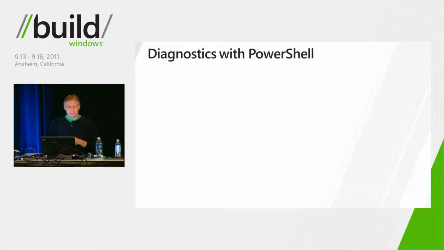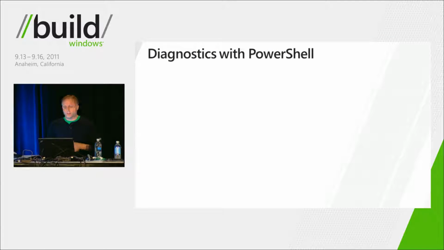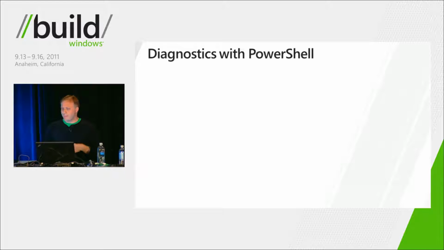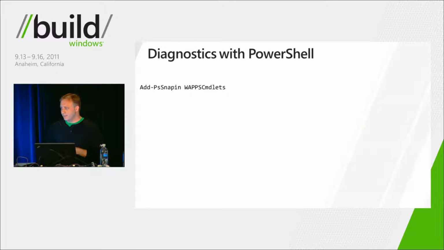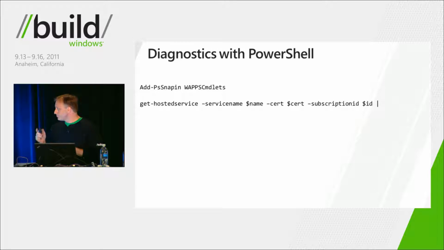So if you're new to PowerShell, let me introduce you to how you can actually use it with Windows Azure. The first thing you need to do after you download and install the commandlets is add the PowerShell snap-in WAPPS commandlets to your script. That actually stands for Windows Azure Platform PowerShell commandlets. From there, you would call the get hosted service commandlet. You'd pass the service name you're interested in managing, your management certificate, and your subscription ID.